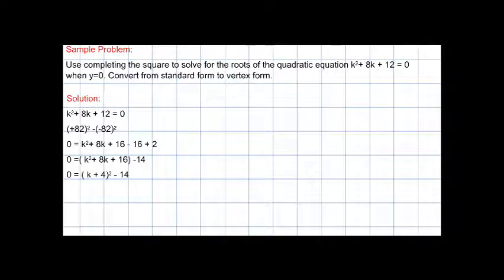An example of a problem would be: use completing the square to solve for the roots of the quadratic equation k squared plus 8k plus 12 equals 0, when y is equal to 0. Convert from standard form to vertex form. I've shown you guys the solution, but I'll be going through it step by step so that it would be easier for you to understand.